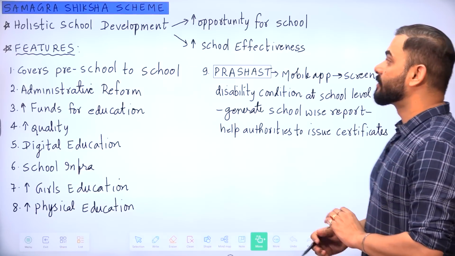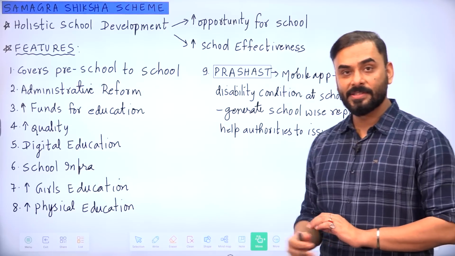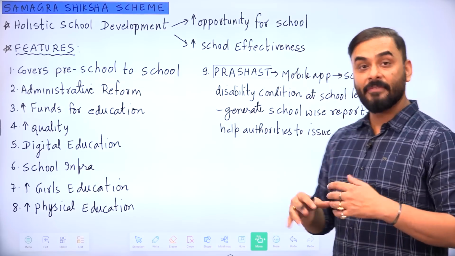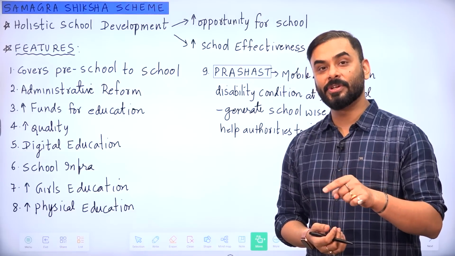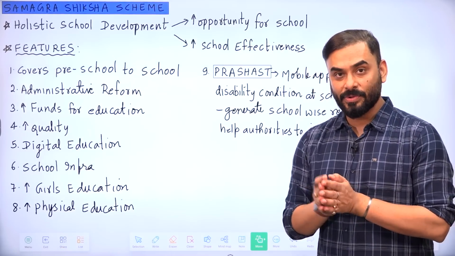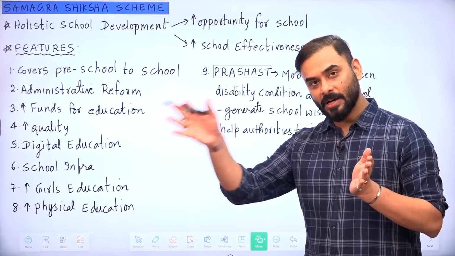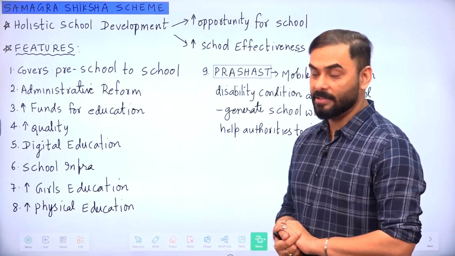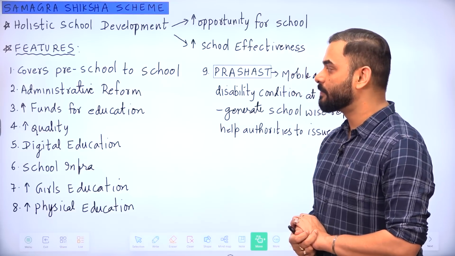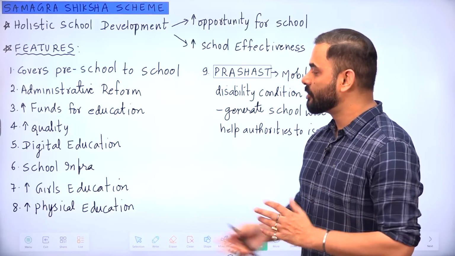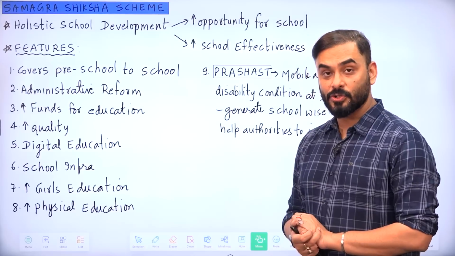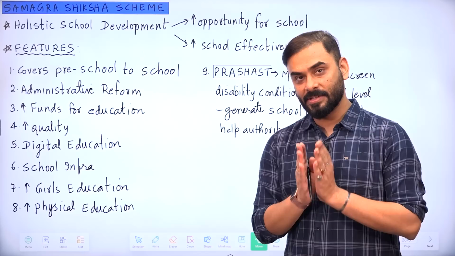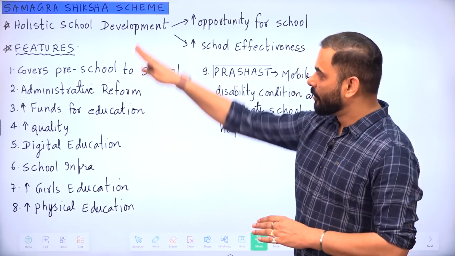Now, government has also started a scheme called as Samagra Shiksha scheme. Samagra Shiksha scheme is like a holistic scheme for the development of schools as well as effectiveness of a school under National Education Policy 2020. So here the government is trying to create an ecosystem from preschool up to the later stage of school, so that these points can be covered in the schooling system. So for example, administrative reforms, increasing fund for education, quality, digital education, school infrastructure, giving importance to girls' education, creating more space for physical education in the school. So we are trying to create this ecosystem from preschool to the later stage using all these points.